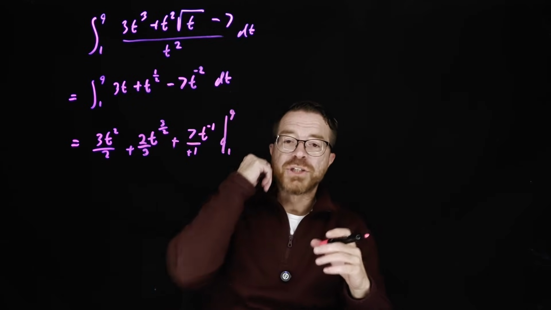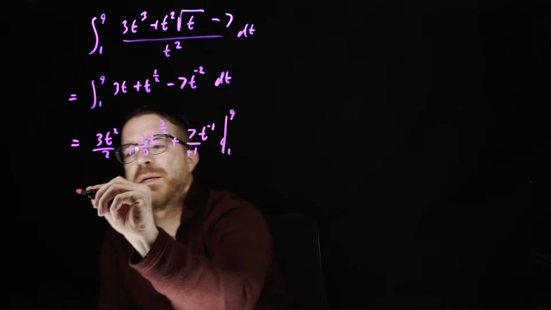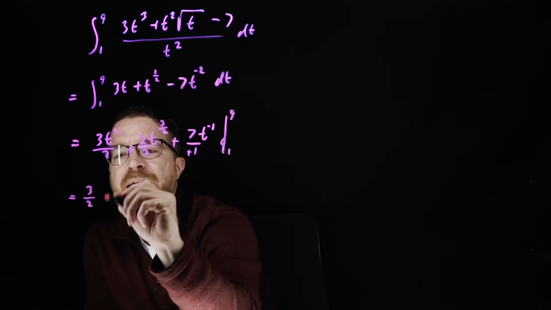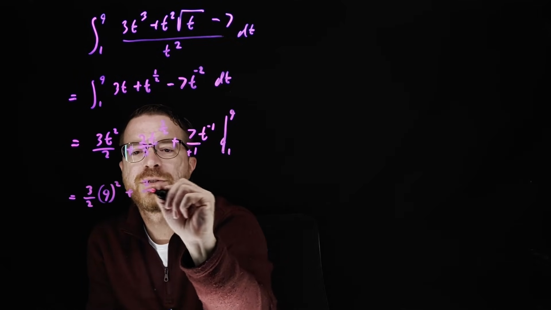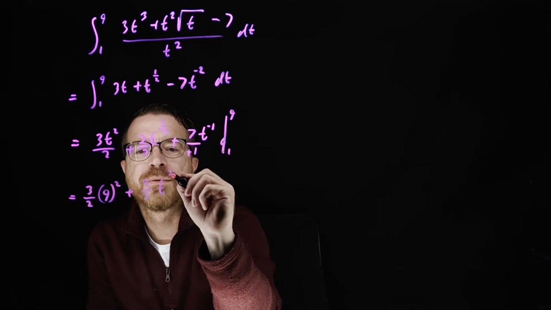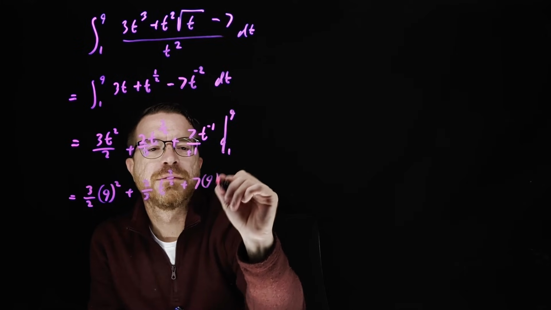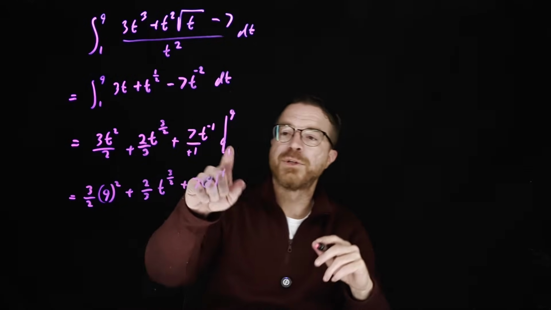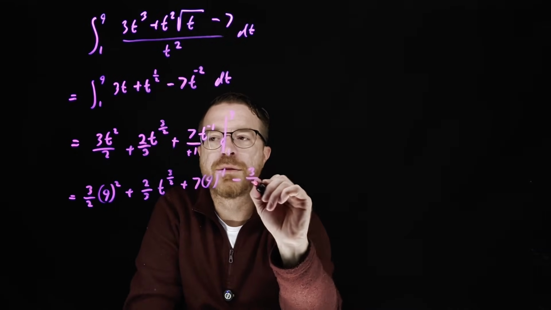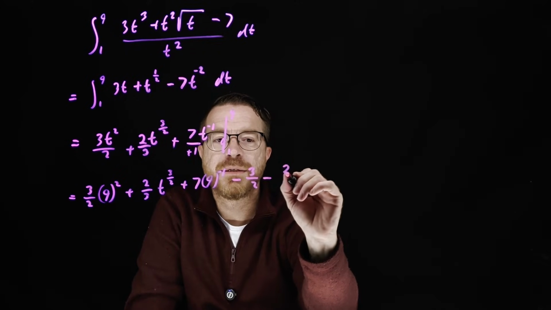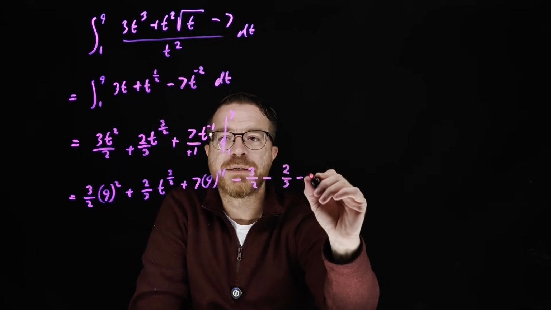Okay, so now what we're going to do, just like before, we're going to plug in our upper boundary values first. So I'm just going to write it out first: 3/2 times 9 squared plus 2/3 t to the 3/2 power plus 7 times 9 to the negative 1 power. And then we're going to subtract when we plug in the ones. So this is going to be minus 3/2 minus 2/3 and then minus 7, right?